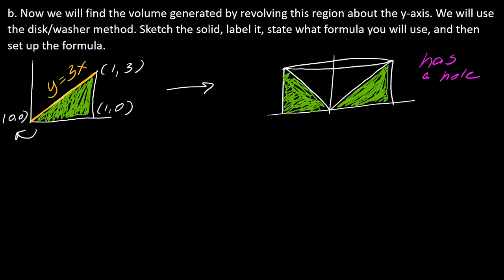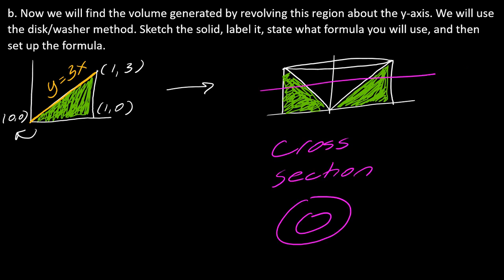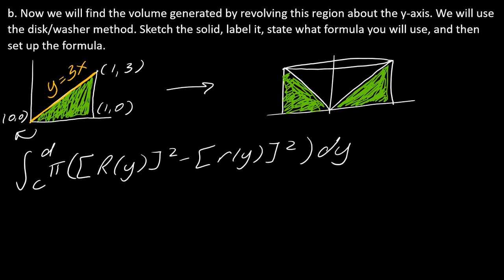And once again, if you're not sure whether you're supposed to use the disc or washer method, take a cross section here. What does that look like? It is something circular, but I can see right through here. There is definitely a hole in this. So I'm definitely going to be using the washer method, and my washer method is set up like this.